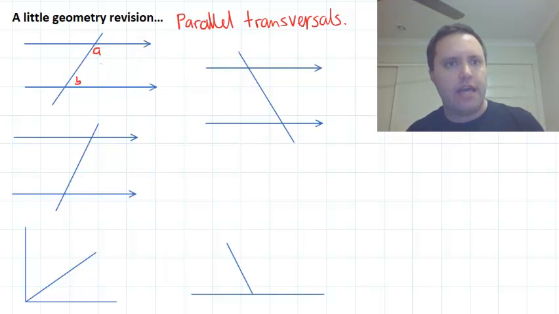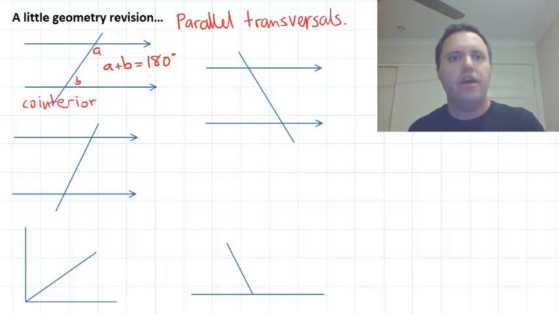So we have angle A and angle B. These are called co-interior angles, and that means that A plus B is equal to 180 degrees. So that's the first one for you, and you would say that is according to the co-interior angle rule, which is a little thing that you draw to tell you that's the one you're using.